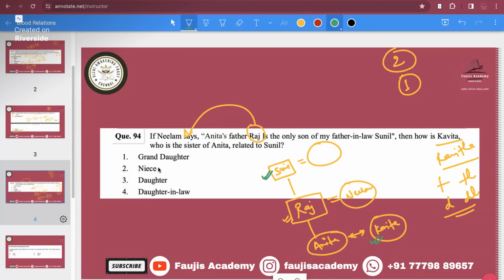Niece, not possible. The only movement is 1 generation. Daughter, not possible. Again, the only generation. Daughter-in-law, again, the movement is within 1 generation. But the relationship is getting established among 2 different generations. So we'll go ahead with option 1, granddaughter. Right, guys? Is it that tough? Tell me yes or no. Easy, guys?